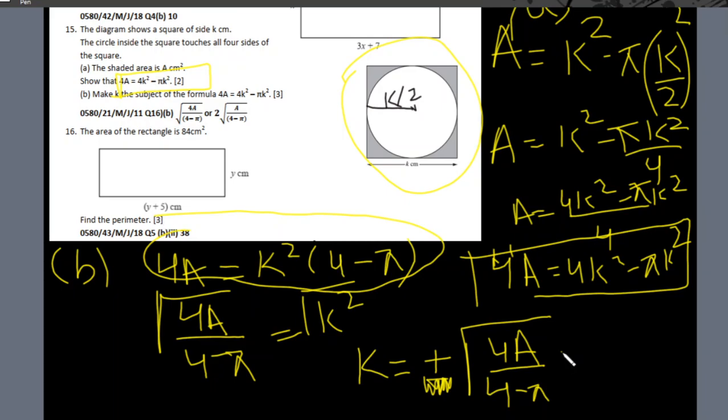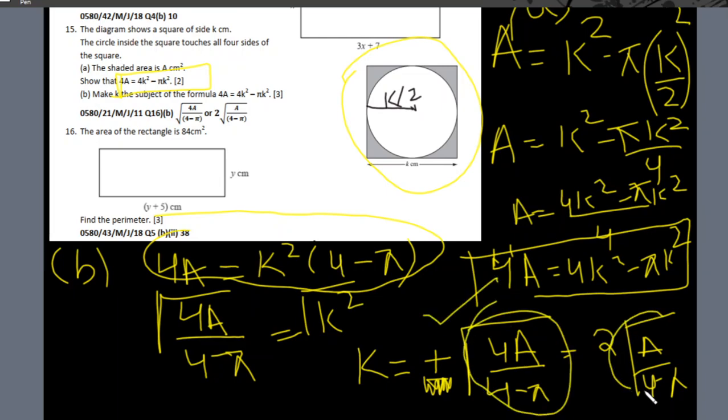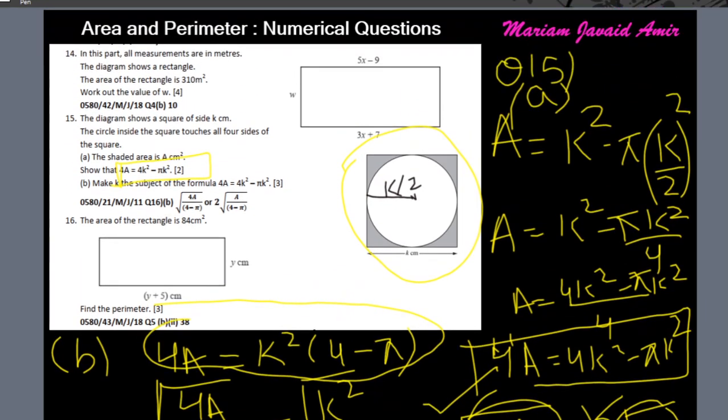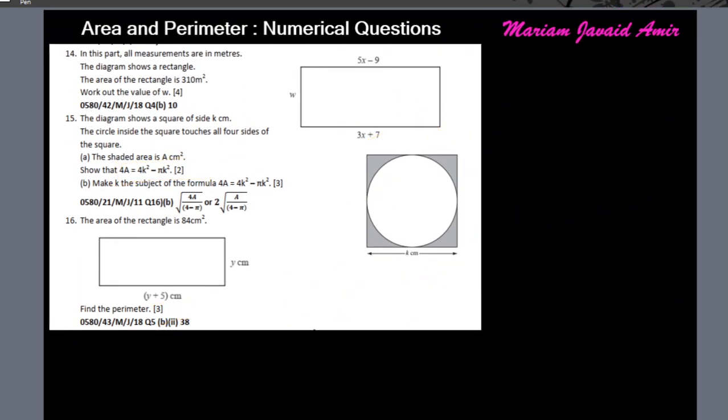Or you can take this one step ahead, and we know under root of 4 is 2. Bring 2 outside and keep everything else underneath the under root sign. So this is an acceptable answer, and this is also acceptable. This was part B, question 15. Okay, question 16.